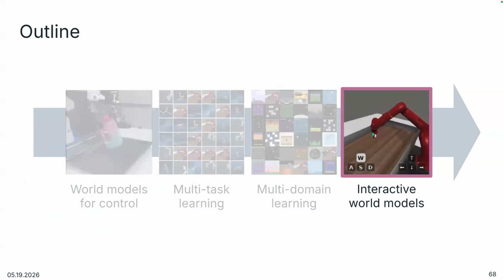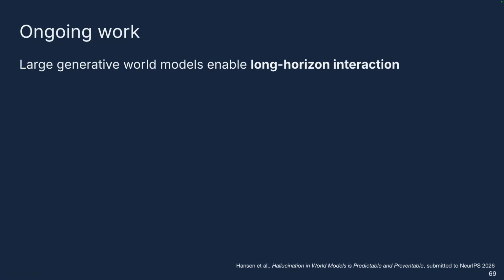In this last part, I want to talk about a slightly different type of world model. So now we're moving on to talk about generative world models. One of the things that make these models really appealing is that you can interact with them directly using, for example, a keyboard. This is ongoing work. We submitted it to NeurIPS 1 or 2 weeks ago.